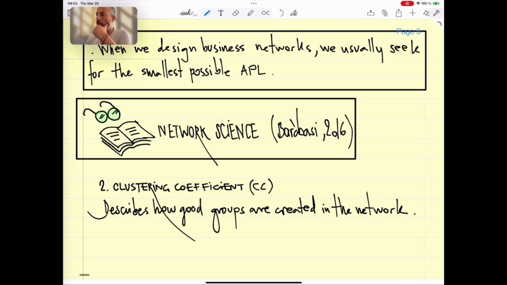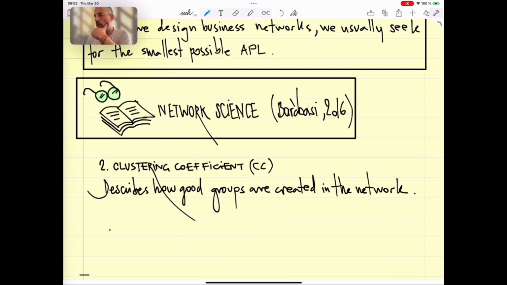Okay. So the clustering coefficient has this equation. Don't be scared about the equation. I will explain it very soon. Okay, so just let me write it. 1 divided by n, the sum of 2 times L sub i, divided by k sub i times k sub i minus 1.